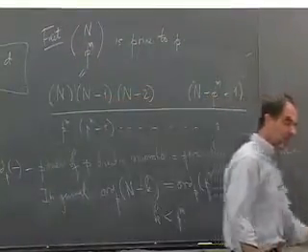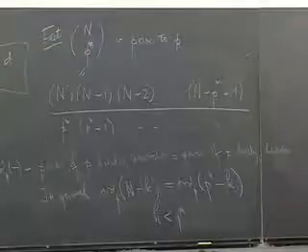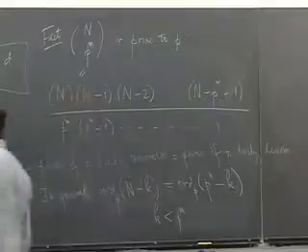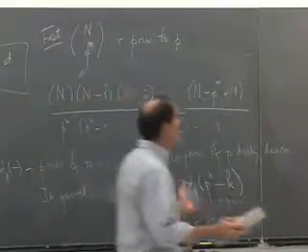And so when you add them up, the power of p in the numerator is the same as the power of p in the denominator. And when you calculate this number, it's not divisible by p. Okay. Now that's the key to the proof.